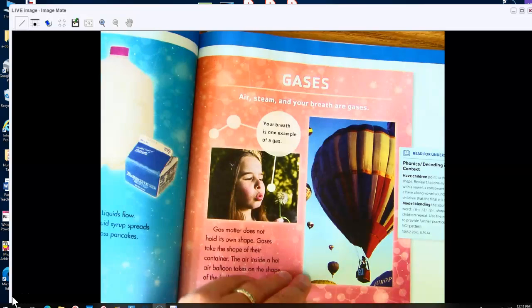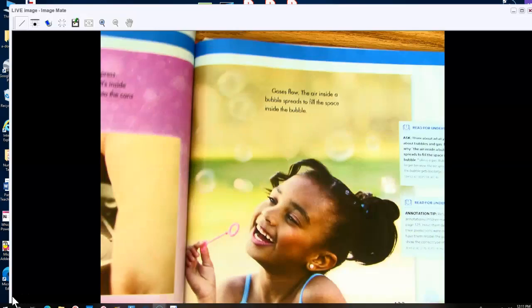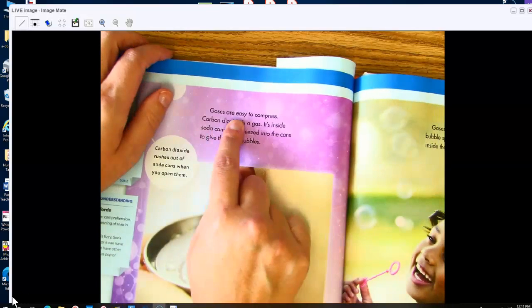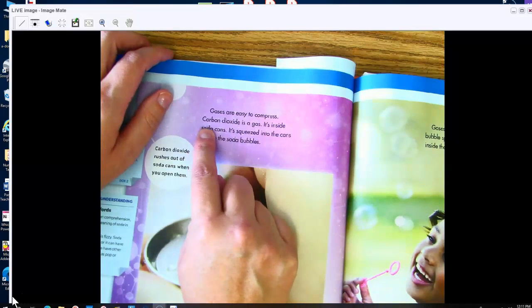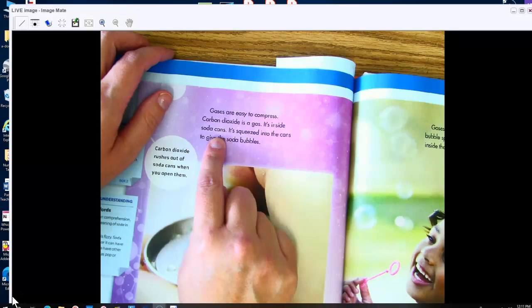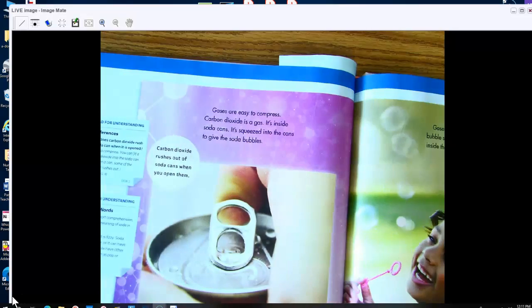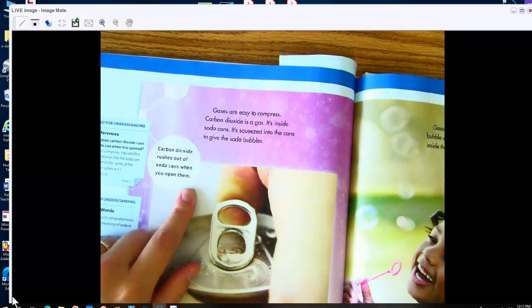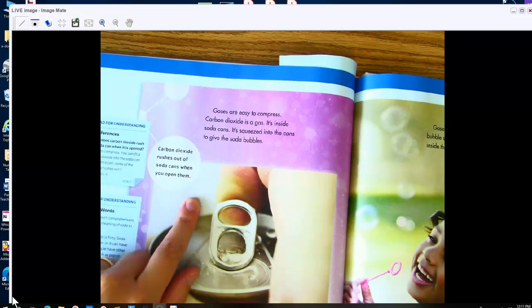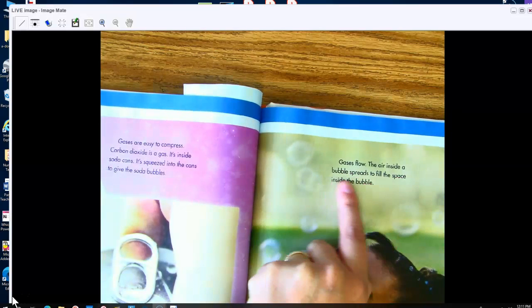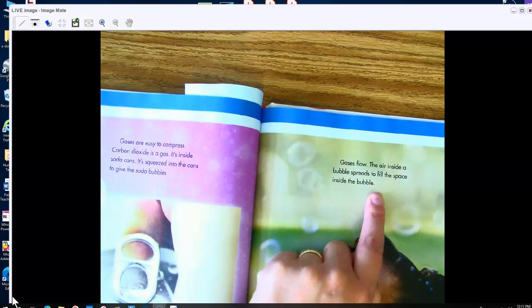Let's go to the next thing. Gases are easy to compress. Carbon dioxide is a gas. It's inside the soda cans. It's squeezed into the cans to give the soda bubbles. So point to the caption. Carbon dioxide rushes out of soda cans when you open them. Gases flow. The air inside a bubble spreads to fill the space inside the bubble.